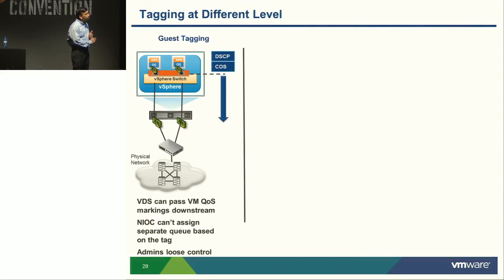So I'm going to show you an example. What are the different options you have to do the tagging? One option you have is your application itself does the tagging. In this example, what I'm showing here is an application running on the host, like a voice over IP application. They do the tagging at the DSCP level. Then that flows through the virtual switch. The virtual switch will pass on that tag, and then it will go out on the physical network here.